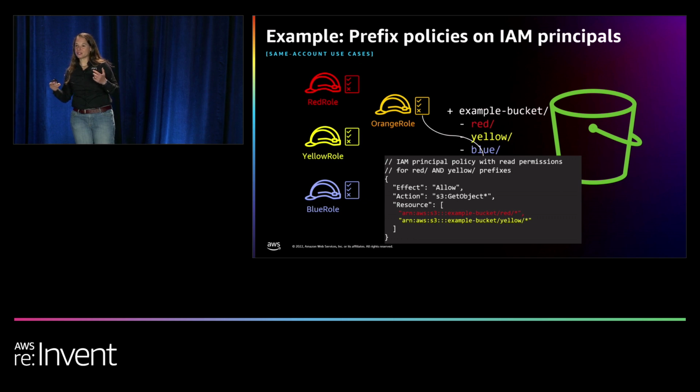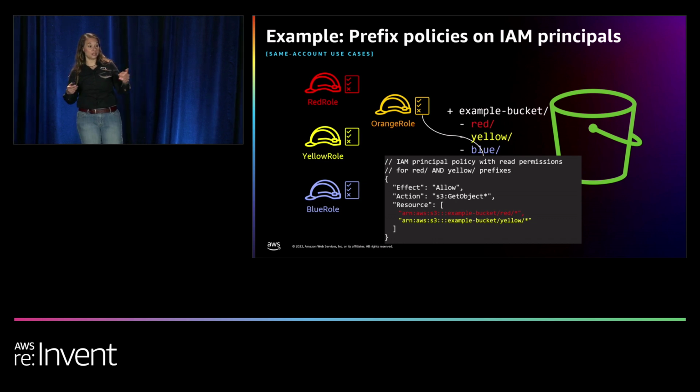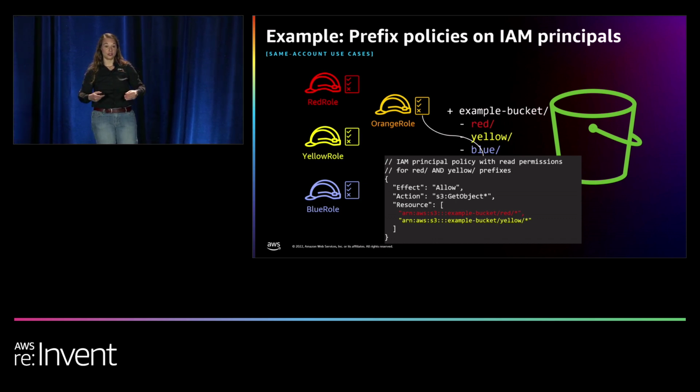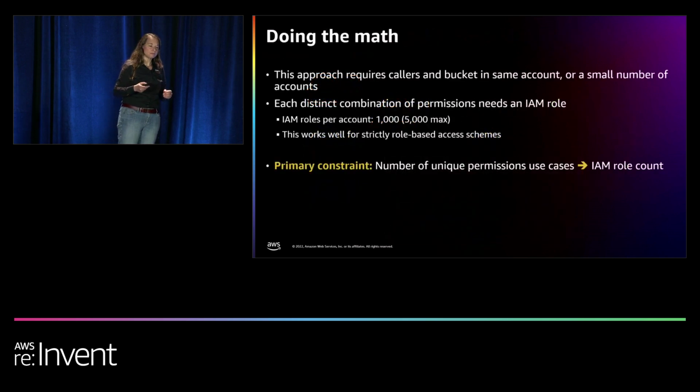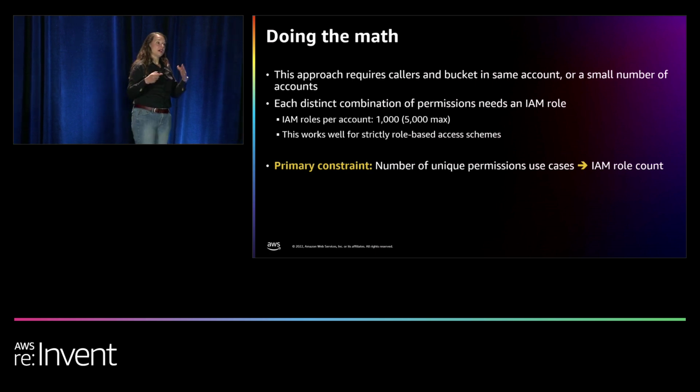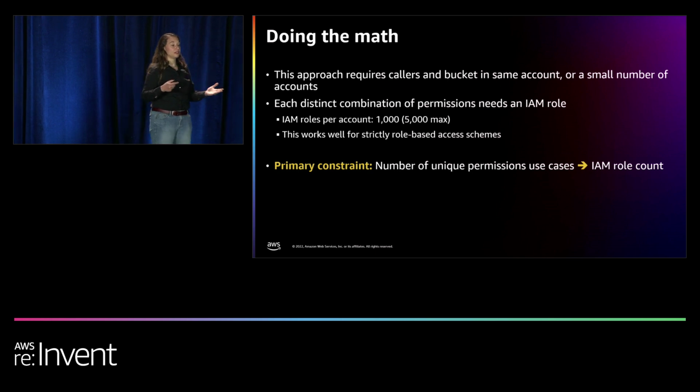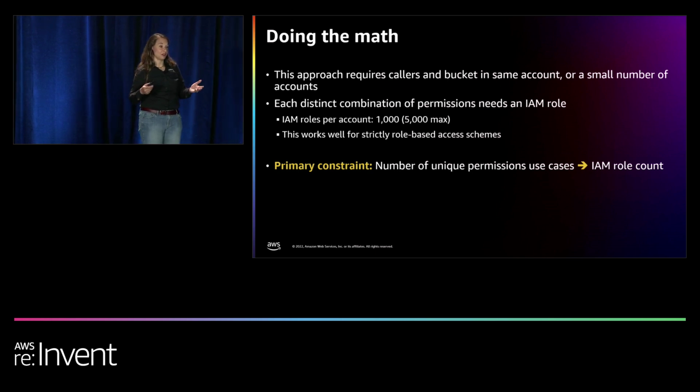If you just have a few orange, green, purple roles that you need to introduce into this mix, that might actually work fine. This is a pretty straightforward pattern, and it does get you more discrete use cases than the one we looked at before. So what's the scale dimension to be thinking about here as you're doing the math? Well, it's the number of unique discrete use cases that you have. That directly gets into your IAM role count. The quota that you need to think about is 1,000 per account. That's probably the number I'd be thinking about.